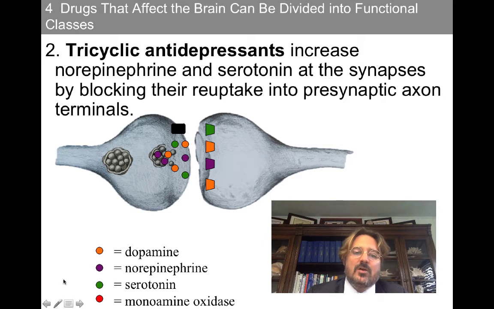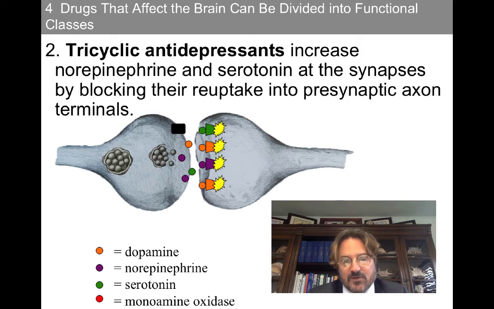So we're adding a new component to this particular diagram. Here we have this black rectangle. And what this is going to be is a membrane transporter that actually transports neurotransmitters back into the presynaptic terminal. So again, the orange circles are dopamine, the purple are norepinephrine, green serotonin, and we'll also see monoamine oxidase, which is red.